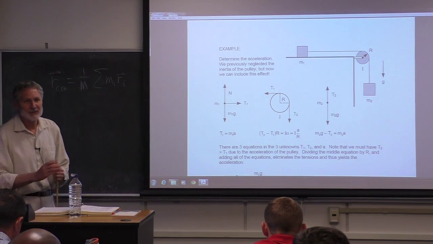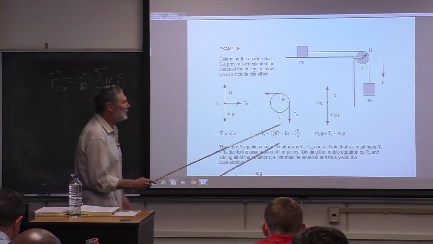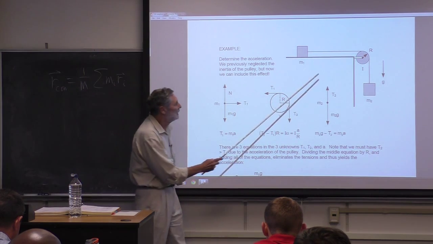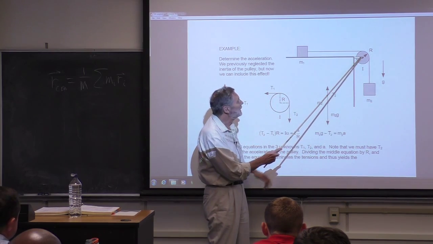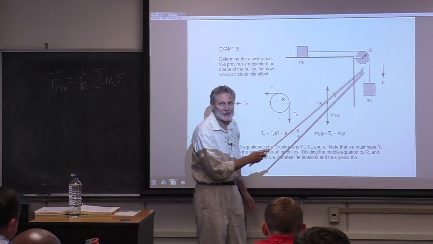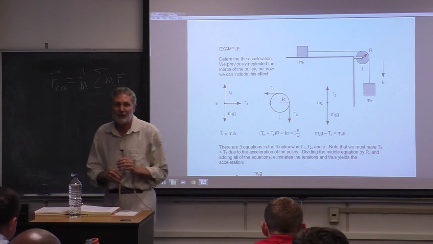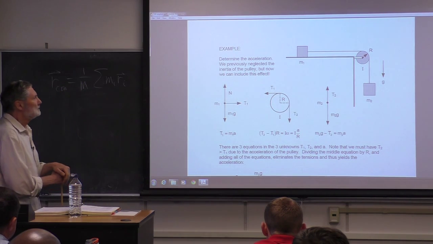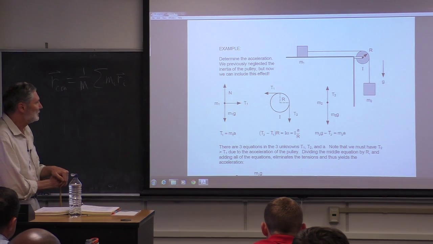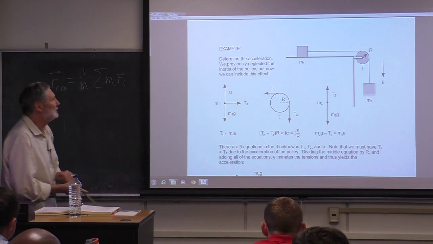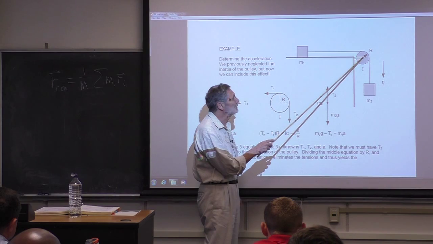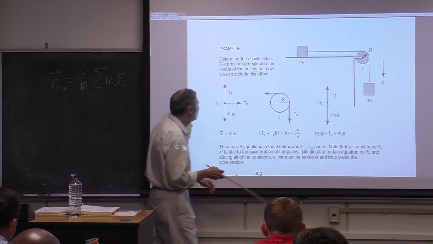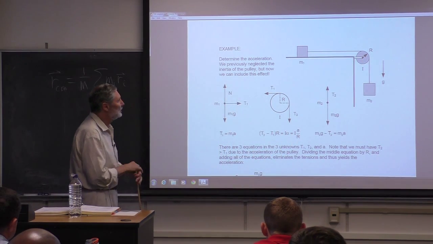Here's a good one. One of the first problems we did in translational motion was this system with two masses, gravity, and then an ideal pulley here, a massless, frictionless pulley. Remember that? And we solved that problem. We found the acceleration. Well, now let's find it if we have a massive pulley. We're still going to assume no friction, but now let's say we have a pulley.